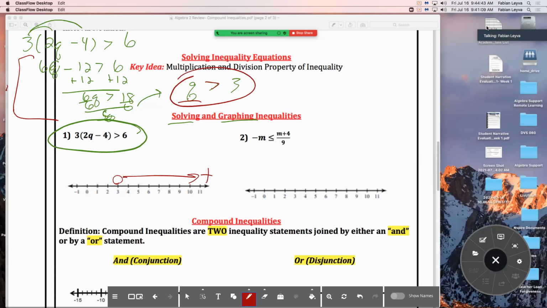So go ahead and try number 2. I'll give you a couple seconds. We'll do conjunctions, disjunctions, and we'll call it a day after that.